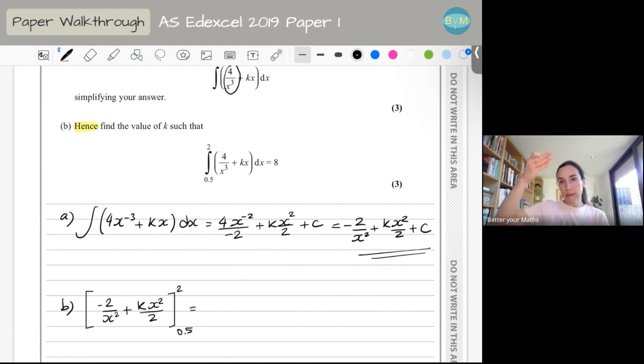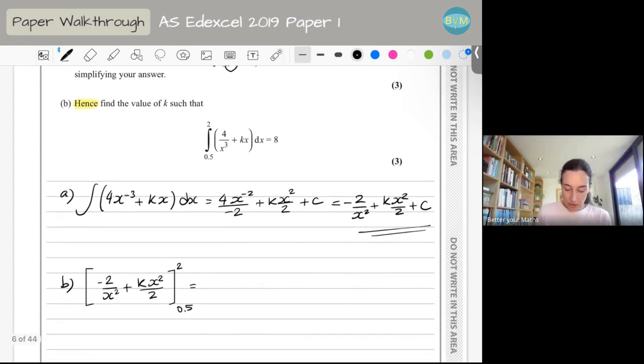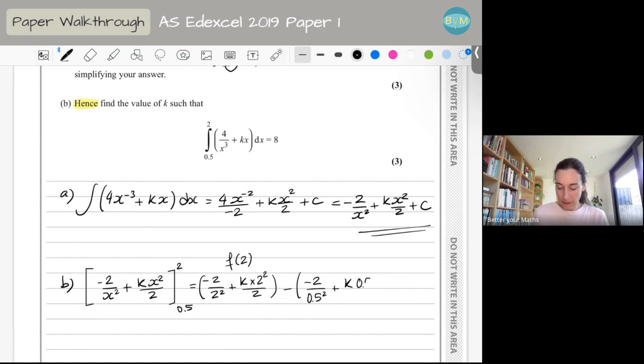Remember always the top one, and then minus, I substitute the bottom one. I would recommend you to write brackets because it's very easy to make mistakes here with the signs. I substitute the 2 and I have minus 2 divided by 2 squared plus k times 2 squared divided by 2. This is when I substitute the 2. Then minus, I substitute the 0.5. So minus 2 divided by 0.5 squared plus k times 0.5 squared divided by 2. And this is when I substitute the 0.5.